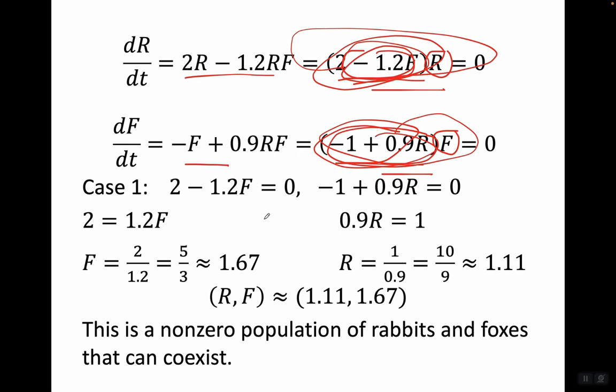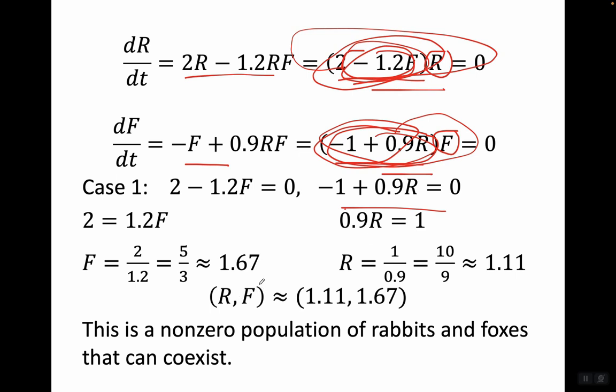Okay, 2 minus 1.2f equals 0. That means 2 equals 1.2f. F is 2 divided by 1.2, which is 5/3, or about 1.67. If we work with the second equation, negative 1 plus 0.9r equals 0, 0.9r equals 1, r equals 1 divided by 0.9, which is 10/9, or 1.11.